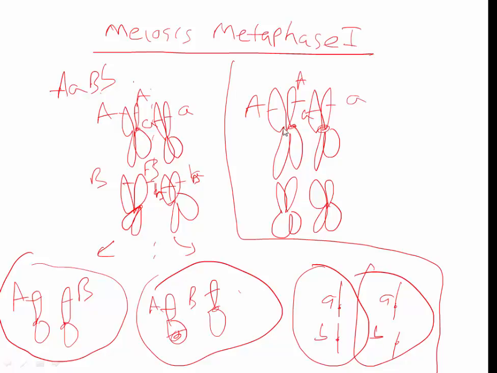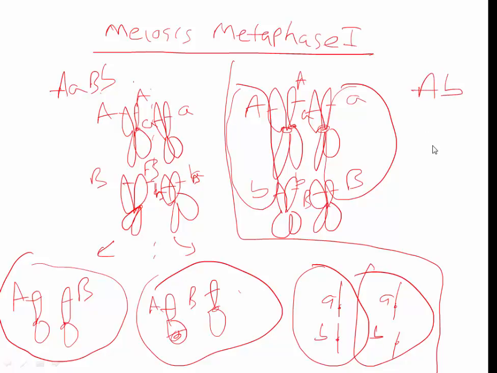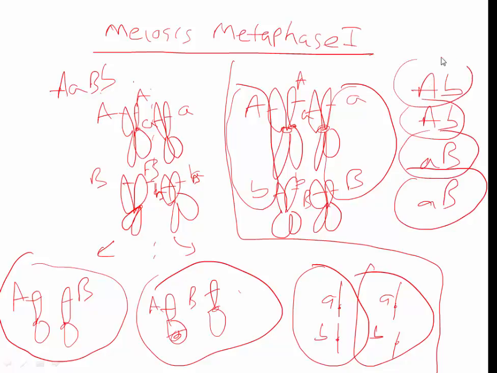Not only that, but homologous chromosomes need to line up in pairs. But now little b can go over here. Big B can go over here. After these guys divide, big A and little b are together, little a and big B are together. We can get this. We can get 2 of these, and 2 of these, and this is where we get all our gametes.